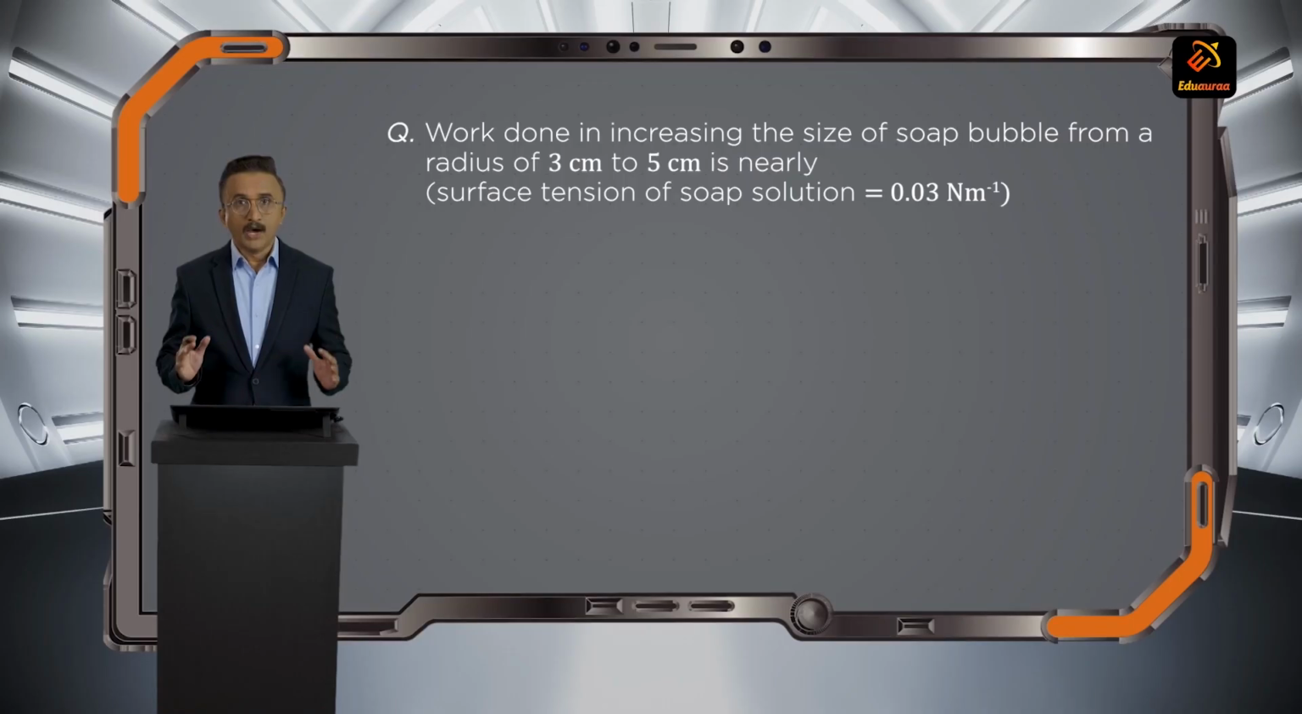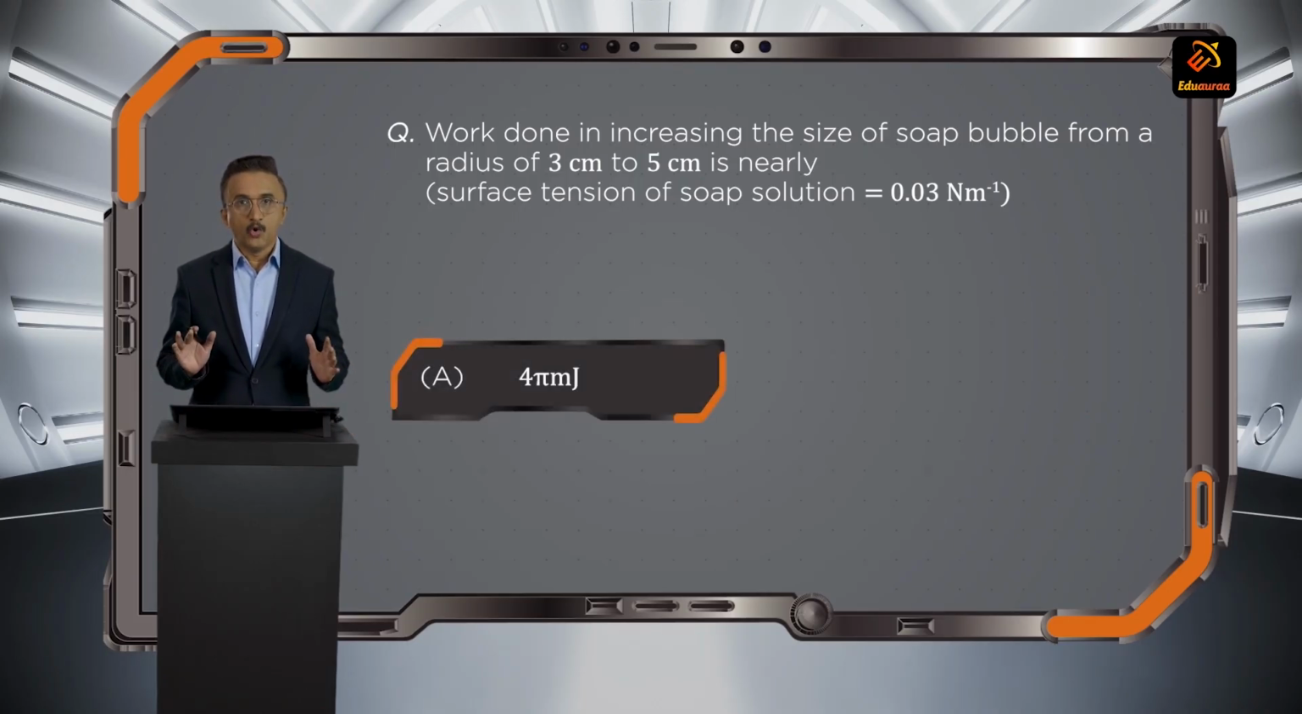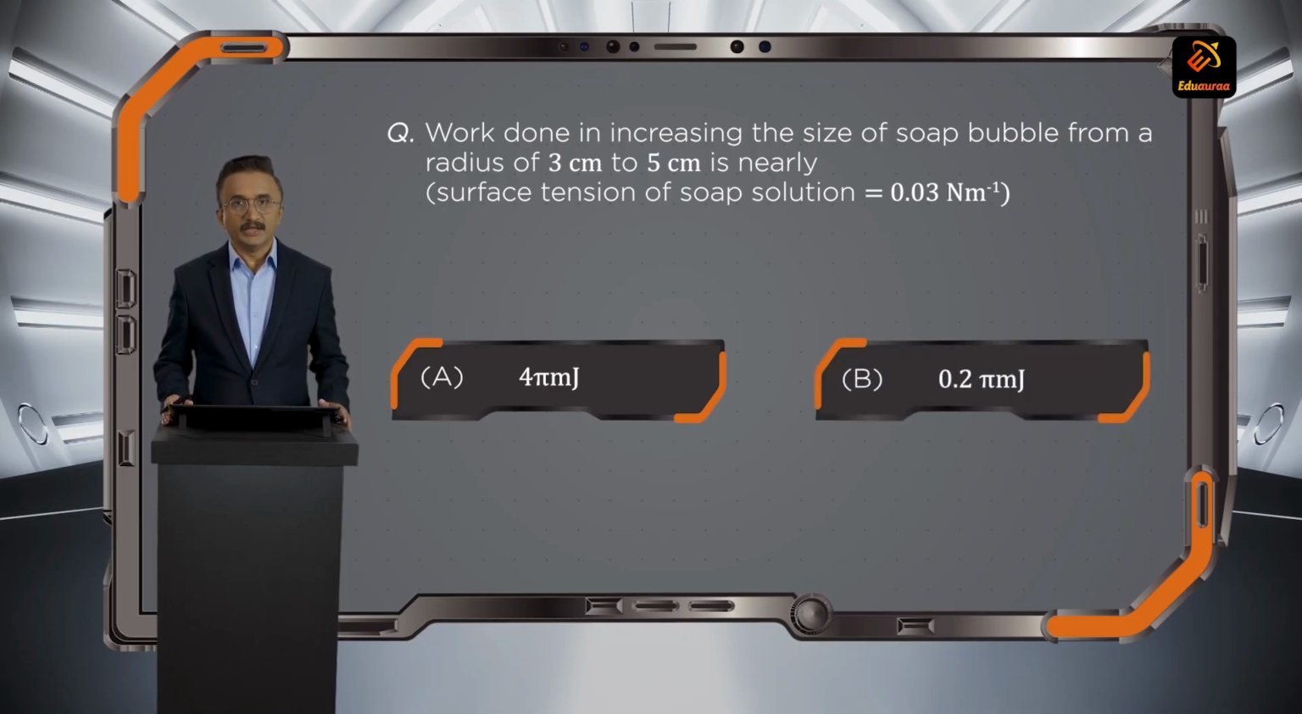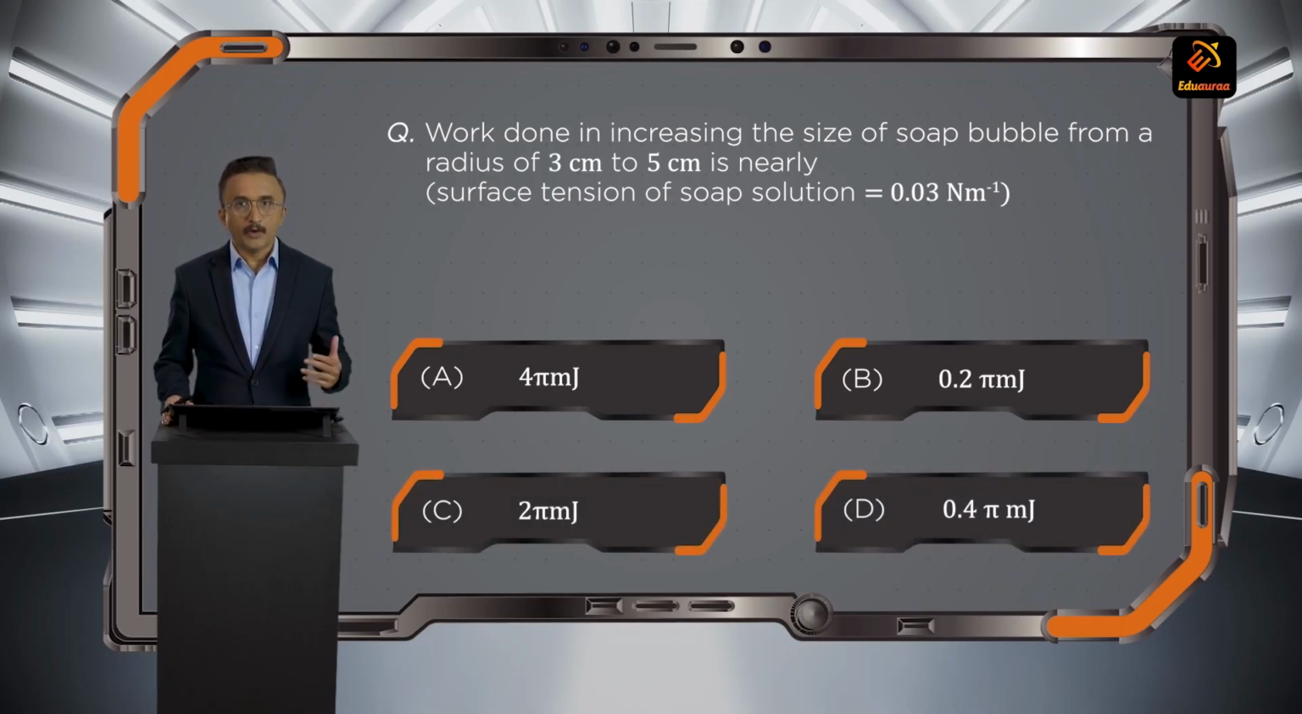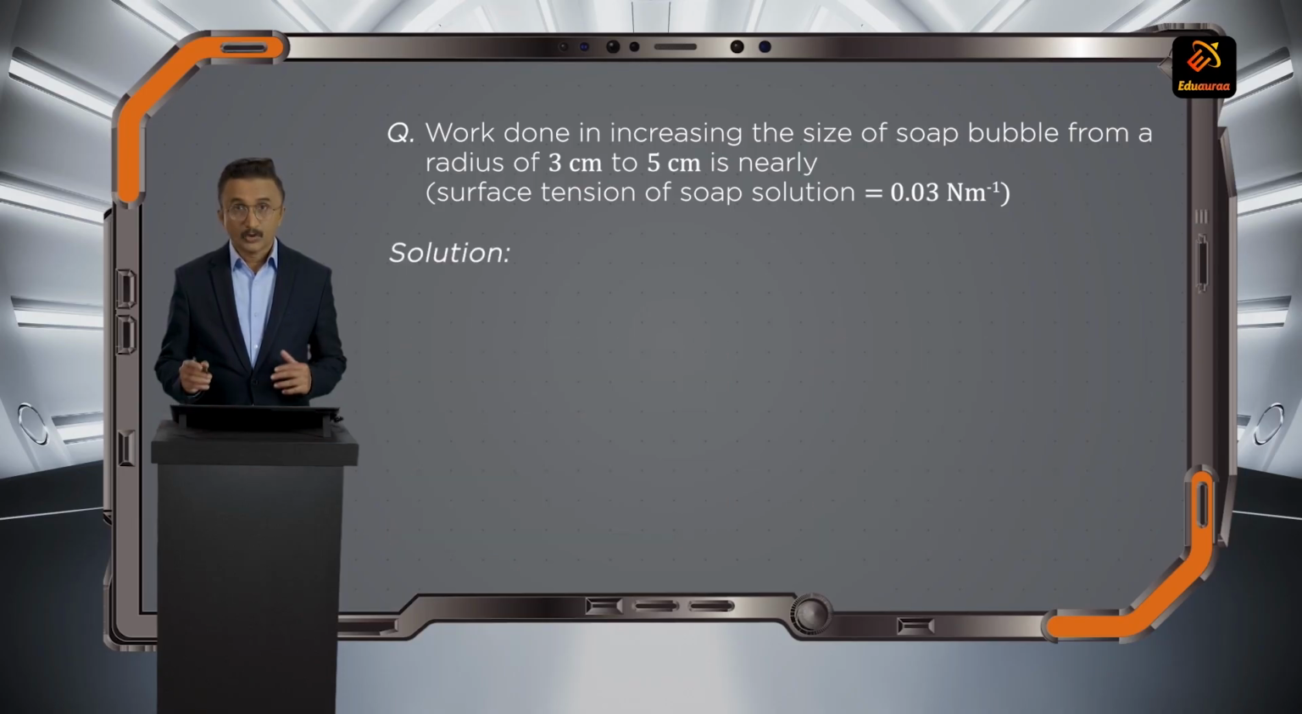So students, here we have the next question. Work done in increasing the size of a soap bubble from a radius of 3 cm to 5 cm is nearly, in the bracket, surface tension of soap solution is 0.03 Newton per meter. And the options are option A 4 pi millijoule, option B 0.2 pi millijoule, option C 2 pi millijoule, and option D 0.4 pi millijoule. What is given?